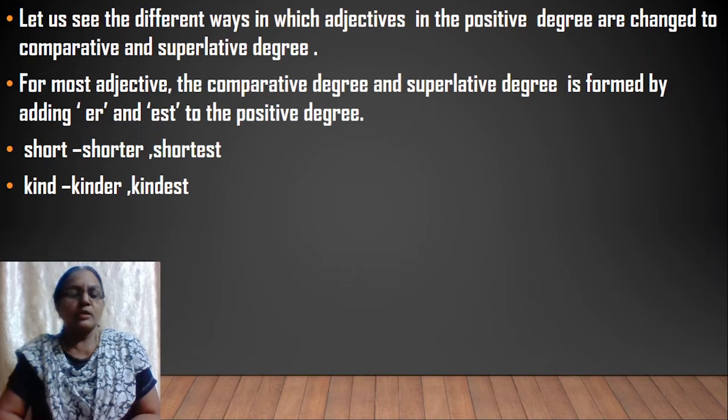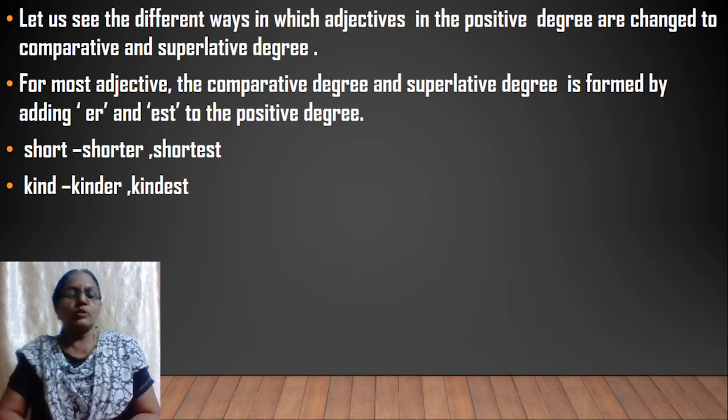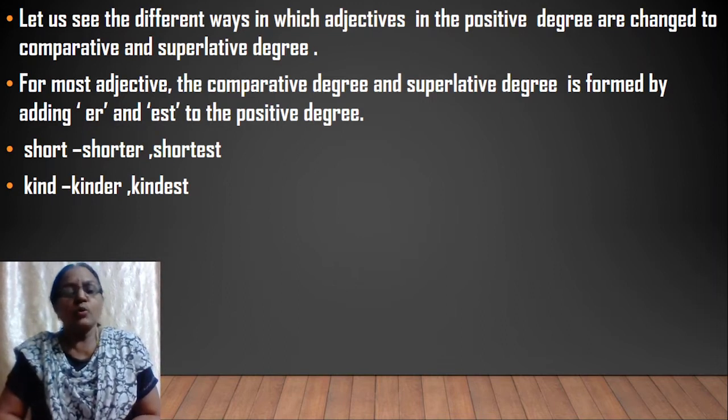Just look at this word, short. Now the word short is in the positive degree. We are adding an ER to the positive degree, so it becomes shorter, and if you add an EST to the word short, it becomes shortest. So short, shorter, shortest. The comparative degree of short is shorter. The superlative degree of short is shortest. Did you get that?